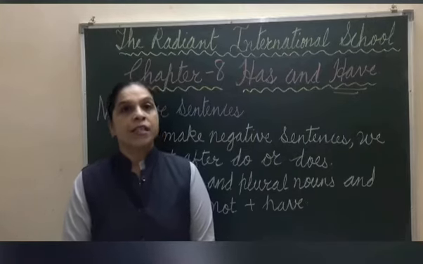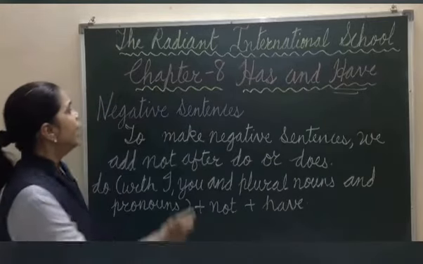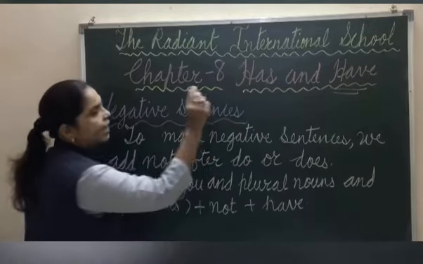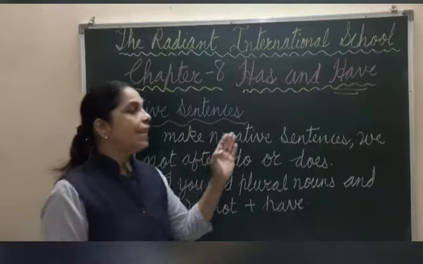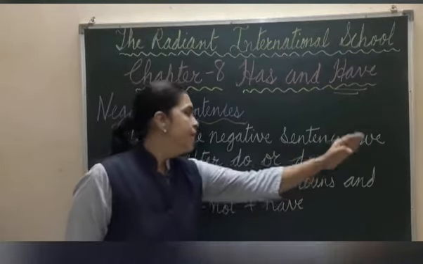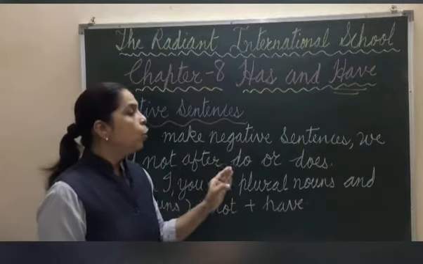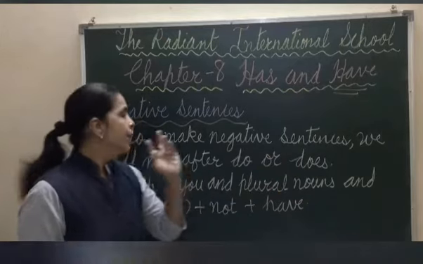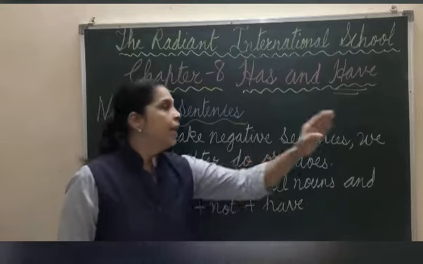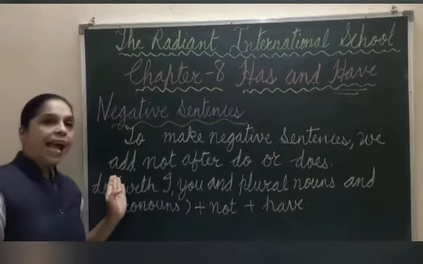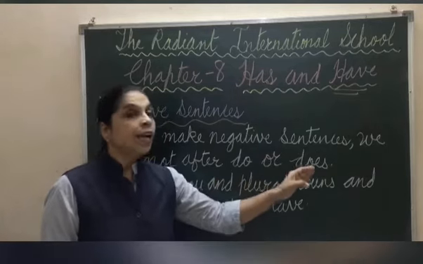Now, students, today I will explain how you make negative sentences. To make negative sentences, we add not after do or does.